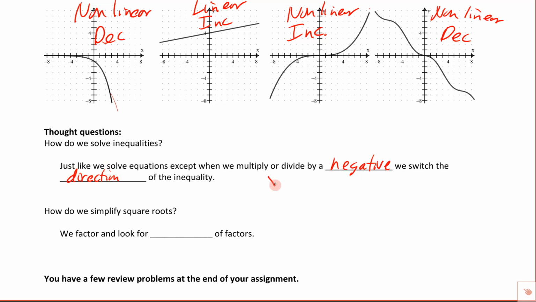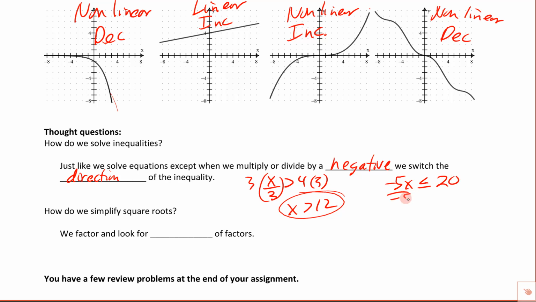Okay, so if I had x divided by 3 is greater than 4, I can just multiply both sides by 3, and I get x is greater than 12, and I'm done right there. If I have negative 5x is less than or equal to, let's say, 20 or something like that, when I divide both sides by negative 5, I get a negative 4 here, and because I'm introducing that negative, meaning opposite, I have to switch the direction to the opposite of what it was, and that would be the answer on that one.